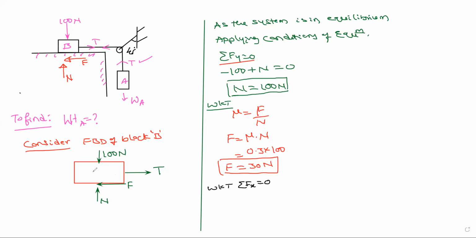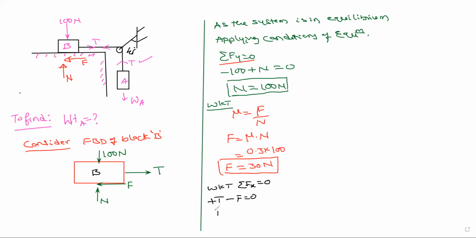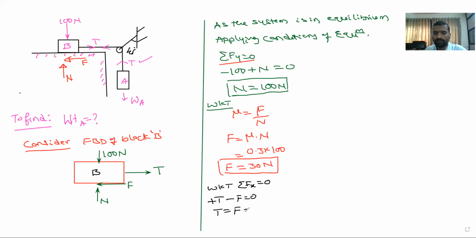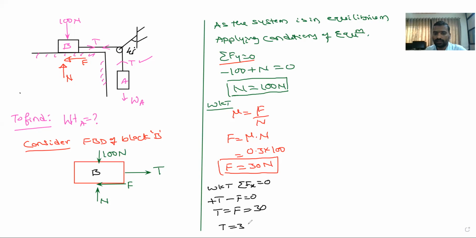Yes. T and F. So T is moving along right hand or left hand side? Right hand side, positive. And F is moving left hand side, minus. So T minus F is equal to 0. So I want the value of T. So T is equal to F. What is the value of F from this equation? 30 Newton. So tension in the cable is equal to 30 Newton. Is it correct? Yes, sir.